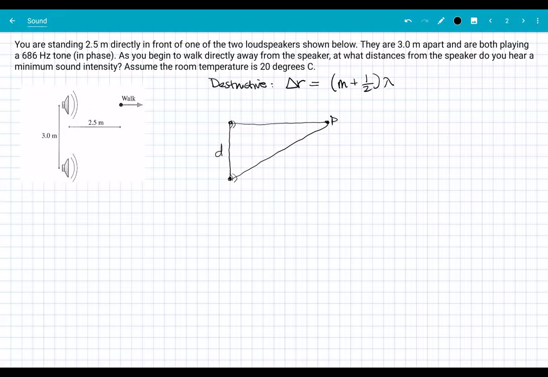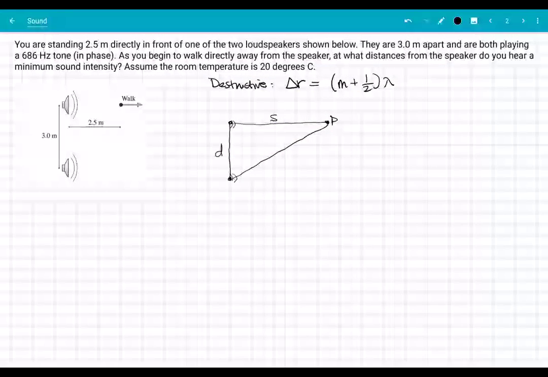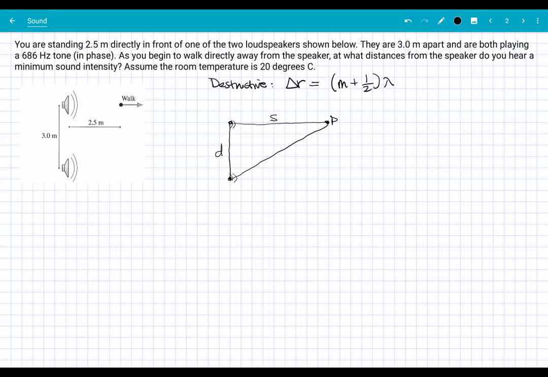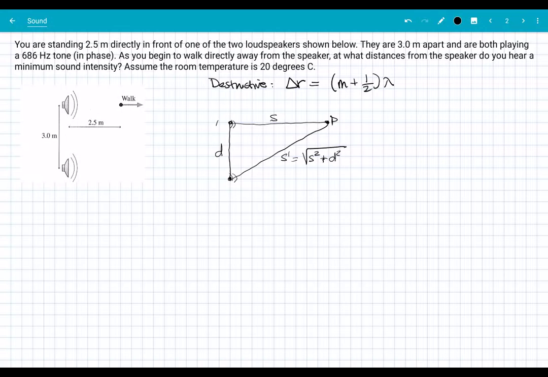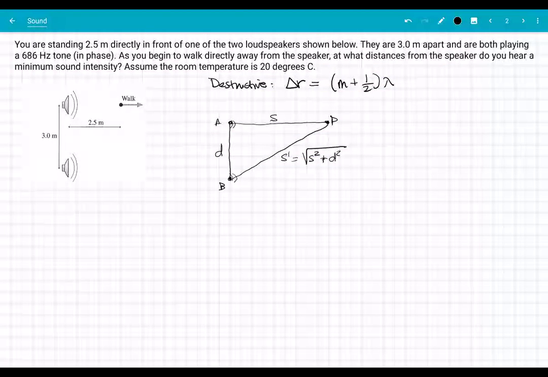So I'm going to call this distance S, and that is what we're trying to find, right? They're asking us at what distances from the speaker do you hear minimum sound intensity? Then I'm going to label this distance here, basically the hypotenuse of the triangle, S prime, and it is the hypotenuse, so it'll be equal to the square root of S squared plus d squared. I care about this because, of course, I care about the path length difference, right? And the path length difference, let me just label these speakers A and B.